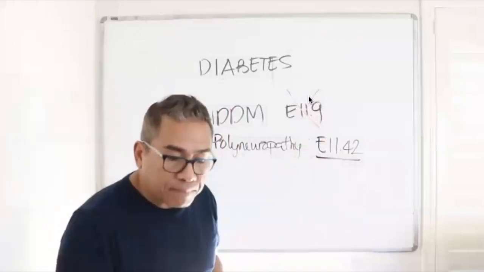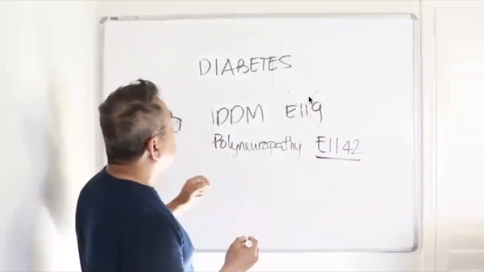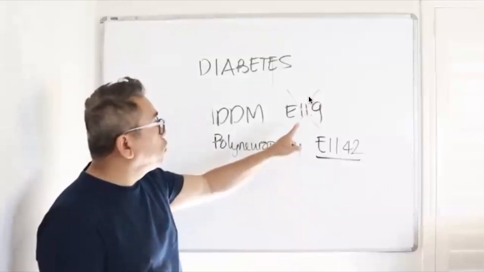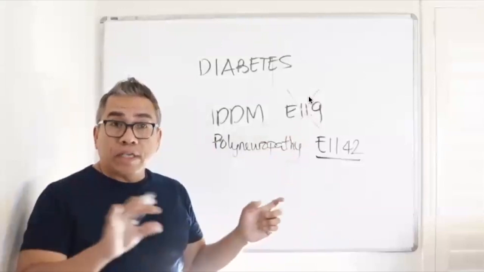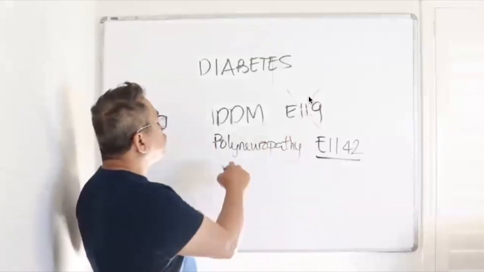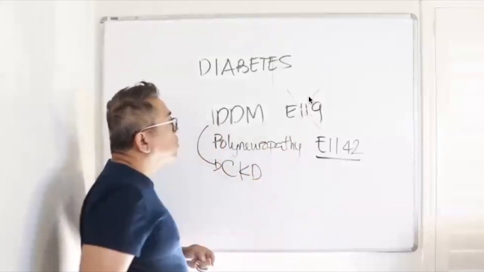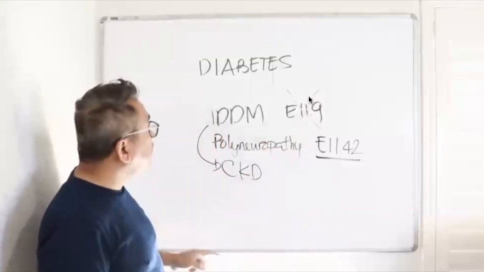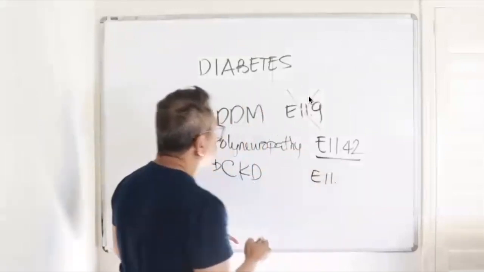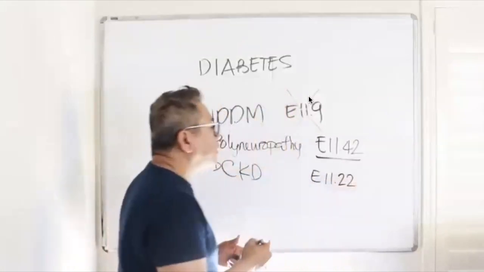Another example, the one that I gave you earlier, is IDDM or diabetes unspecified. Remember, the default type of diabetes is type 2, so you always have E11.9 or E11 as a category code. But if a person also has CKD, you don't need this code, but a code that captures the diabetes and also the CKD, and the code for that is E11.22.